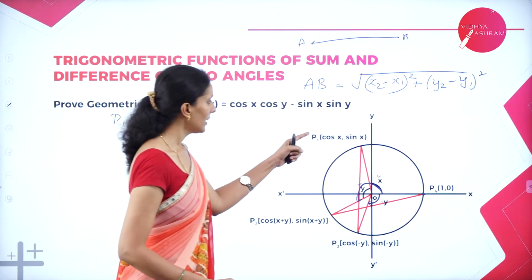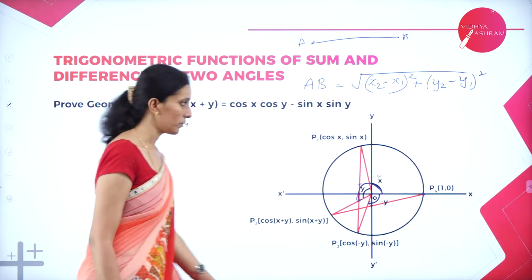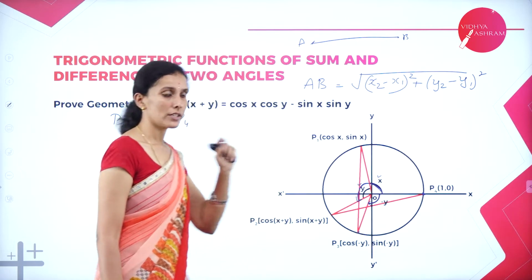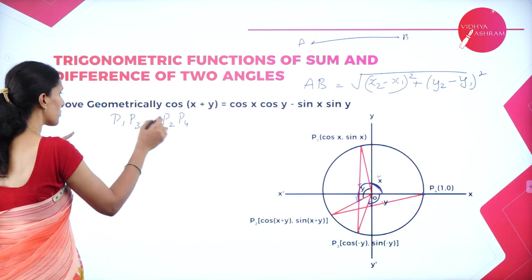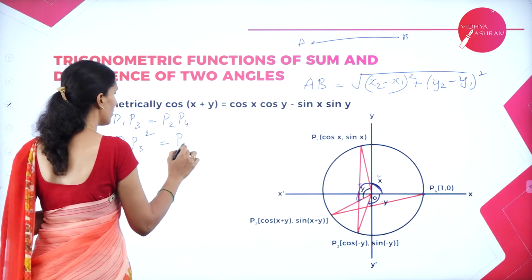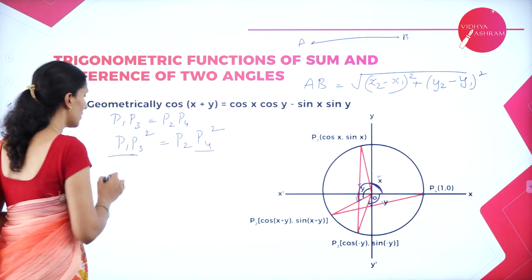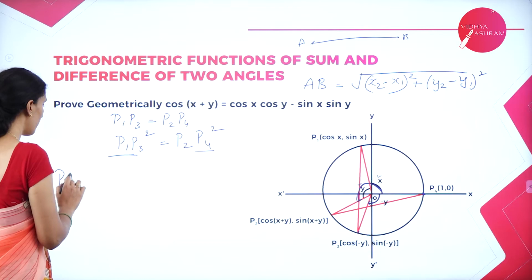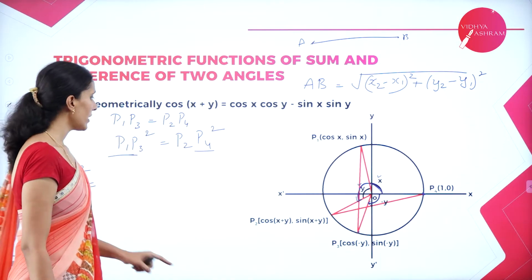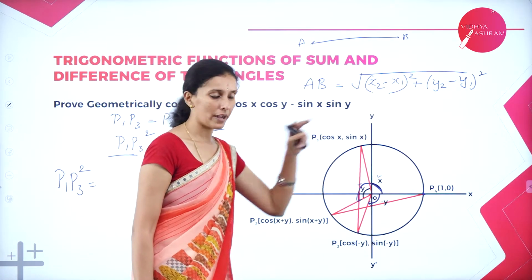Now let me apply the distance formula from P1 to P3 and P2 to P4. If you want to remove a square root, what will you do? You will take AB square. So the same concept I'll apply here. If you square on both sides, P1 P3 square is nothing but P2 P4 square. First let me take it differently. Let me see what my P1 P3 square is. P1 is (cos x, sin x). P3 is (cos(x plus y), sin(x plus y)). Apply the concept as x2 minus x1, y2 minus y1.